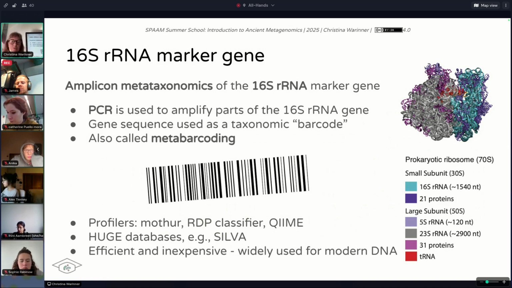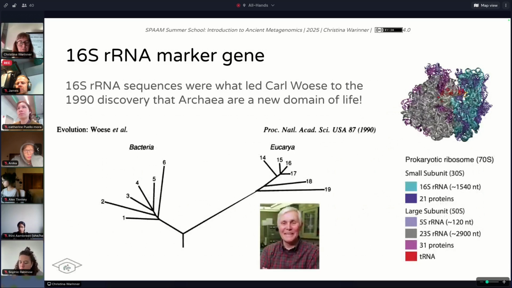There's a lot of different tools that can be used to help with this. Some of the popular profilers include QIIME, but also Mothur and the RDP classifier. There are many available. There are also huge databases available for this, for example, the Silva database. There's a lot of comparative information. It's efficient and inexpensive, and it's really widely used in microbial ecology for modern DNA.